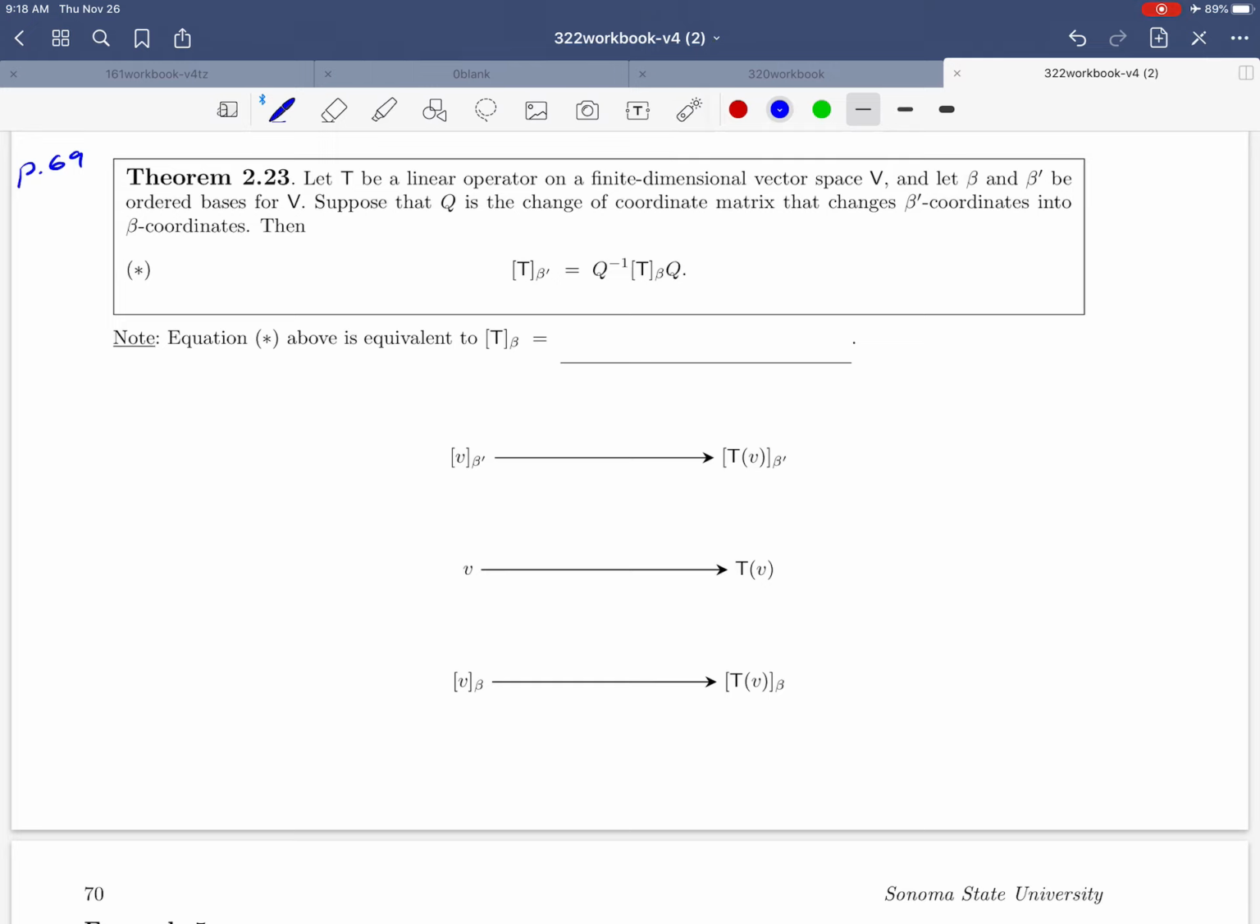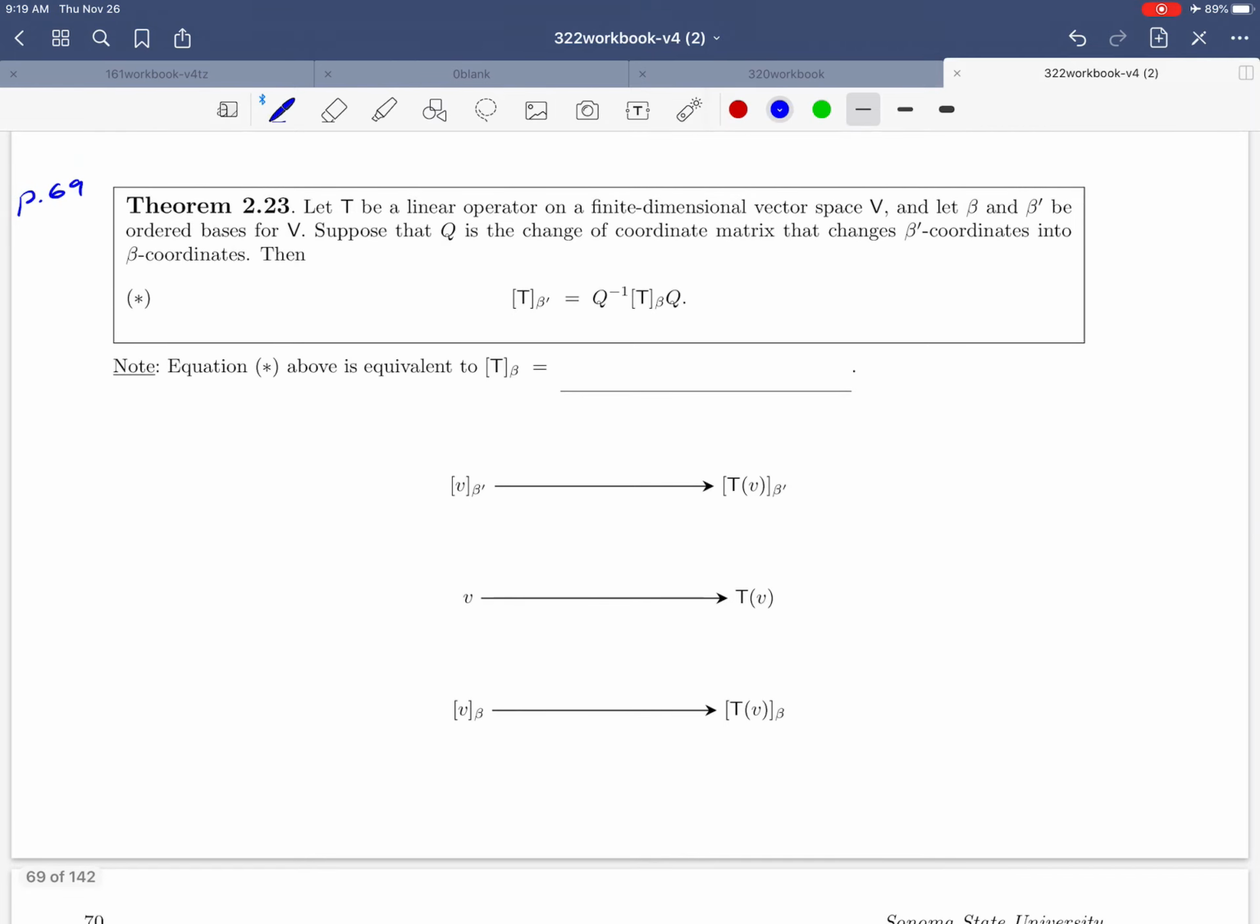And this theorem extends this discussion to the question of, if we've got two different coordinate systems out there, could we compare the matrices of a linear transformation relative to these two coordinate systems? Okay, so let's start reading this theorem together.